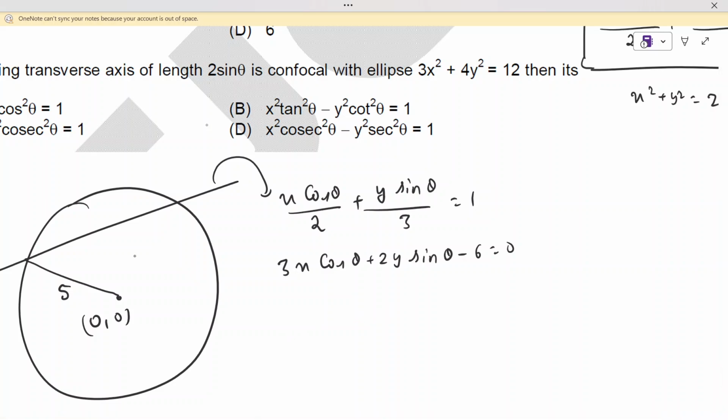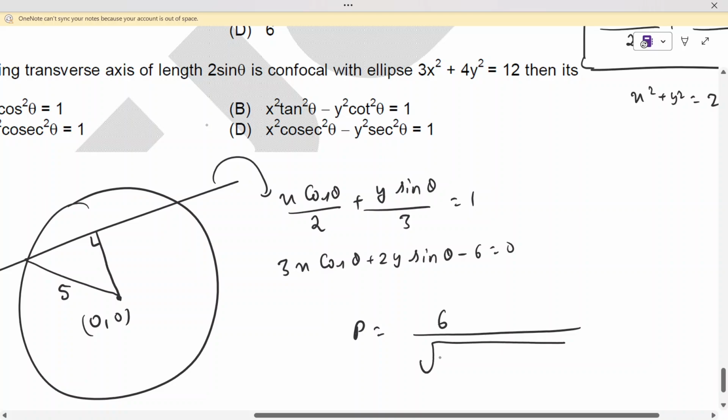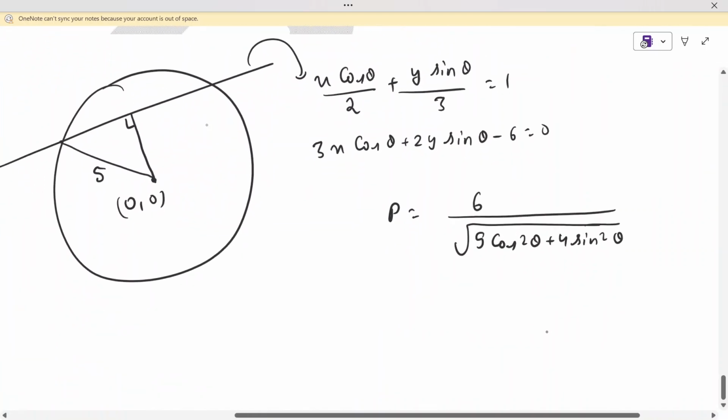So that distance will be p, and p will be equal to 6 upon root of 9 cos square theta plus 4 sin square theta. Clear? Now it is our p. Like this length, let's say this is d, and this is again d. So d I will calculate as the square root of 25 minus p square.